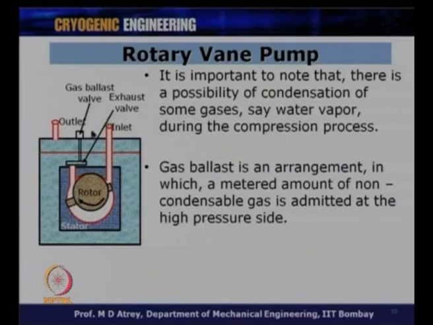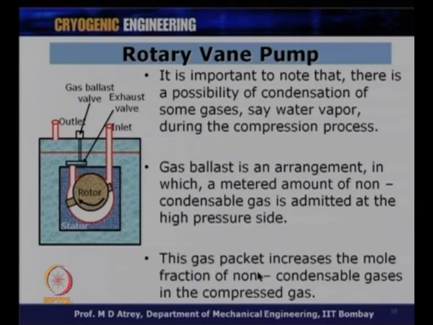and because this is a non-condensable gas, the partial pressure of the condensable gas will come down. Please understand that I am admitting some non-condensable gas at this high pressure side. This gas packet increases the mole fraction of non-condensable gases in the compressed space. That means it decreases the partial pressure of the condensable gas. Once you decrease the partial pressure of the condensable gas, the corresponding dew point, the temperature at which it condenses, will get lowered, and therefore, at this prevailing temperature, condensation may not be possible because the partial pressure of this condensable gas gets reduced.